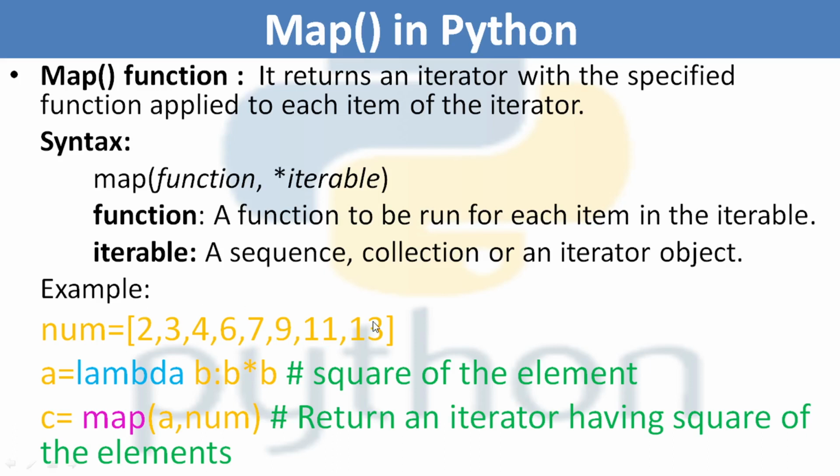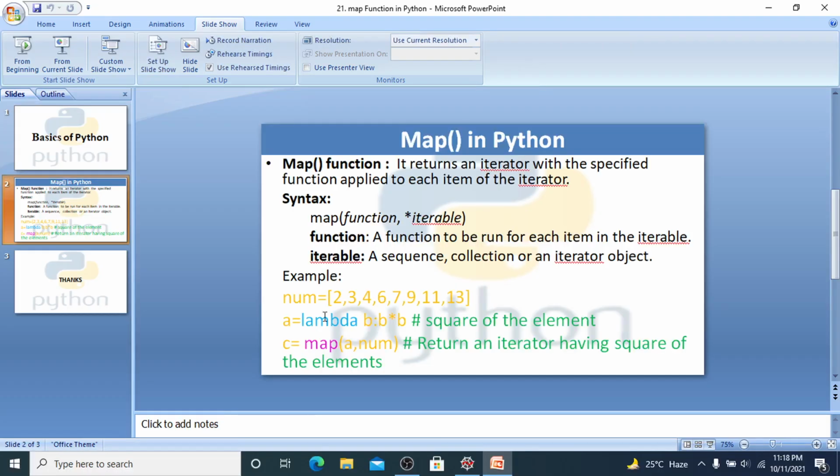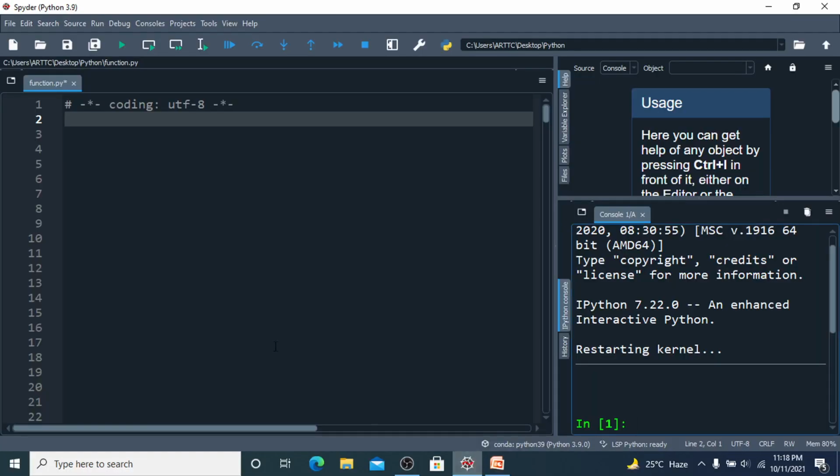So let us take it on our IDE. This is our Spyder IDE. We have a list of nums. This num is equal to, so we can pass any numbers, 2, 4, 6, 9, 12, 15, whatever. Now we'll make a lambda function.